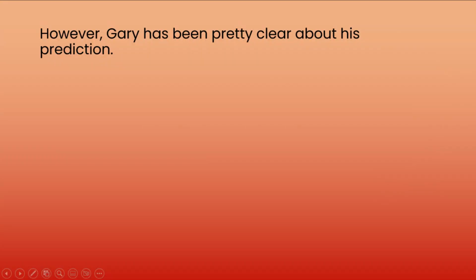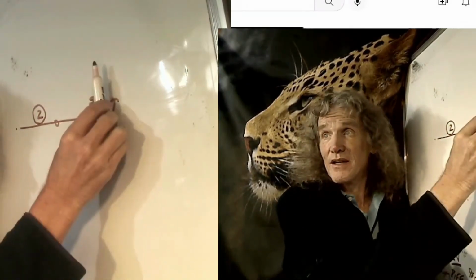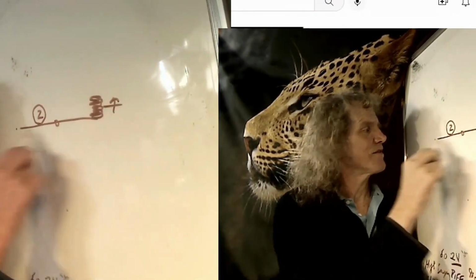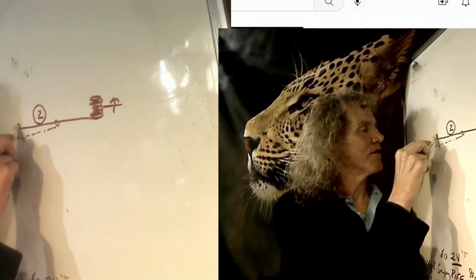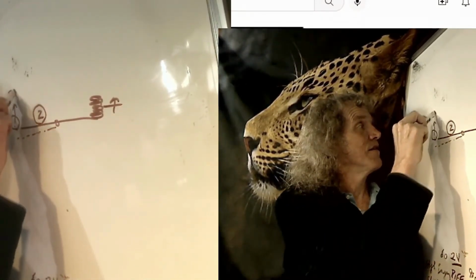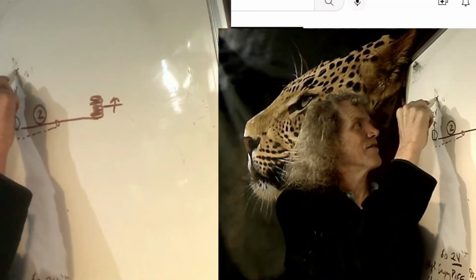However, Gary has been pretty clear about his prediction. Experiment, same compression of the spring. So you compress the spring the same amount for both experiments. You compress it to, say, this distance. You move the lever here, and you put a 2 mass here, and you get a speed. And then you put a 1 mass out here, and you get a speed. And this is obviously twice the velocity, okay, that this goes. All right, you got numbers 19 and 11, pretty close to 2 to 1.